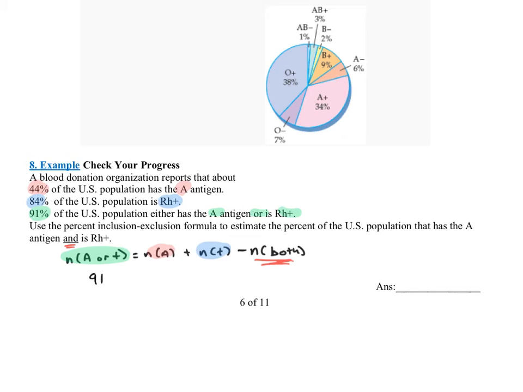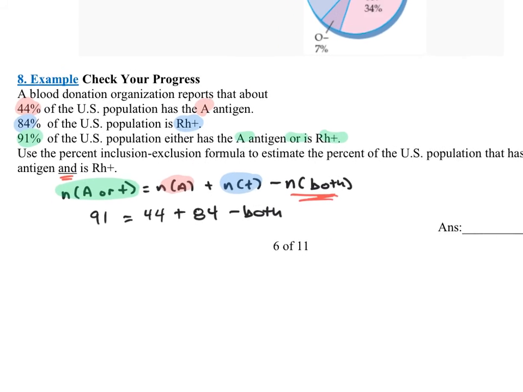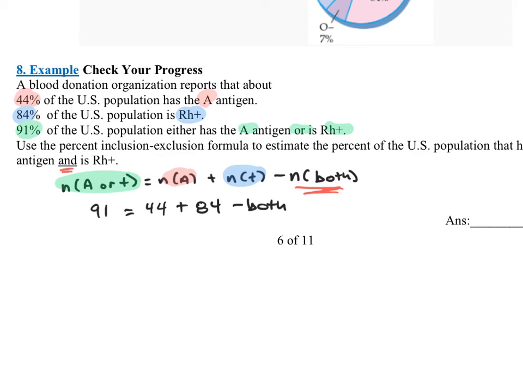So we're going to have 91% equals, well, it's the 44% plus the 84% for those two numbers minus both. Do a little bit of math here. What's 44 plus 84? We're going to solve for this, right? So we're going to look at 44 plus 84. 44 plus 84 is 128. So I have 91 equals 128 minus both.